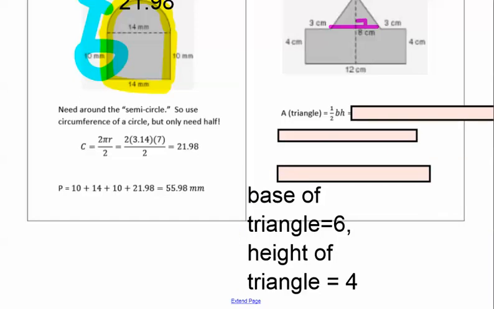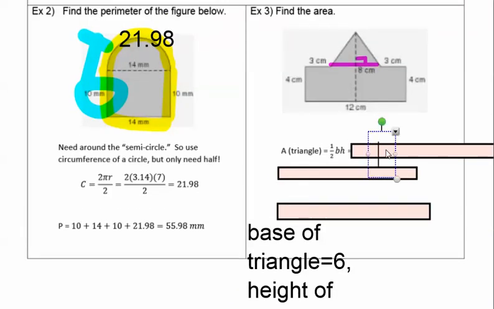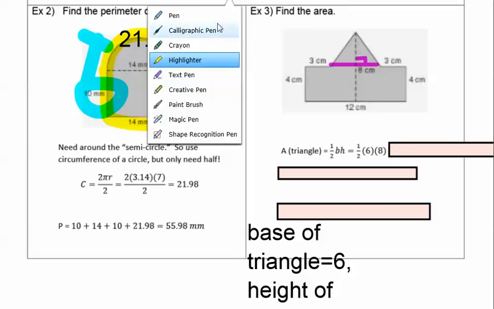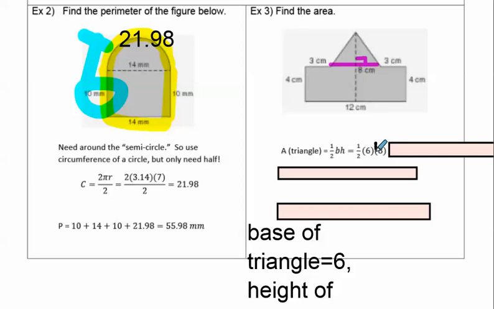Okay? So now let's look at this. We're going to have 1/2 times the base times the height. So 1/2 times 6, and that's actually going to be 4. So we got to change that. That's going to be a 4. All right, when we do 1/2 times 6 times 4, we will get 12. Next, so that's the area of just the triangle.